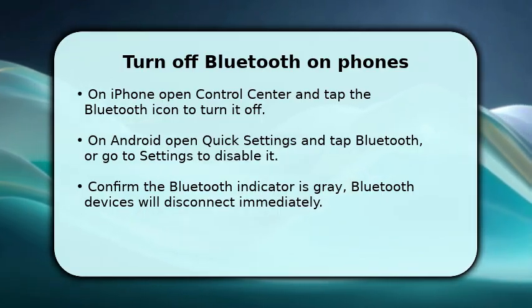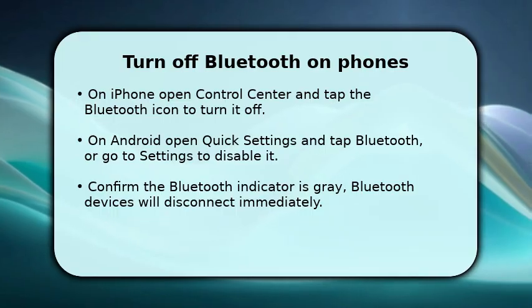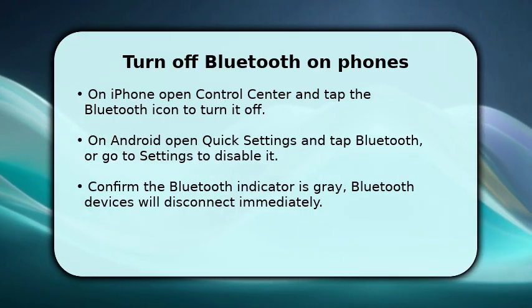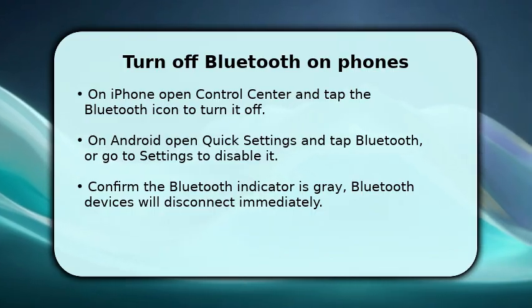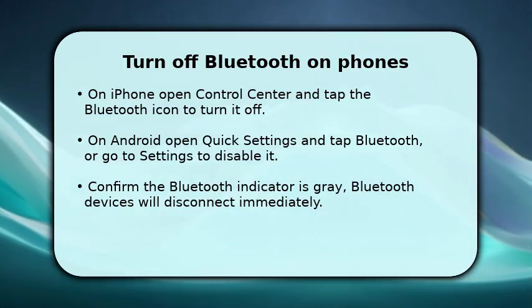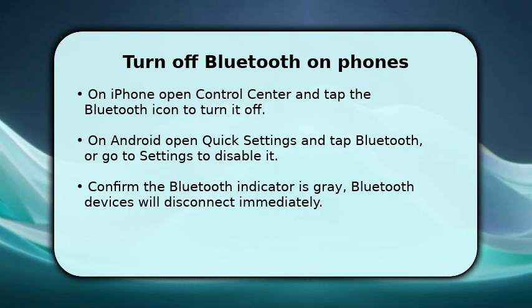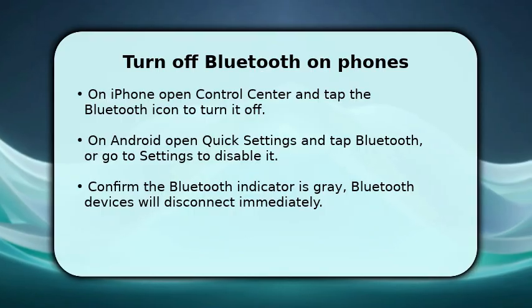On Android, swipe down for quick settings and tap Bluetooth to toggle it off. Alternatively, open settings, connections, Bluetooth, and switch it off there for a persistent disable. Confirm the status shows Bluetooth off, and paired devices disconnect immediately.